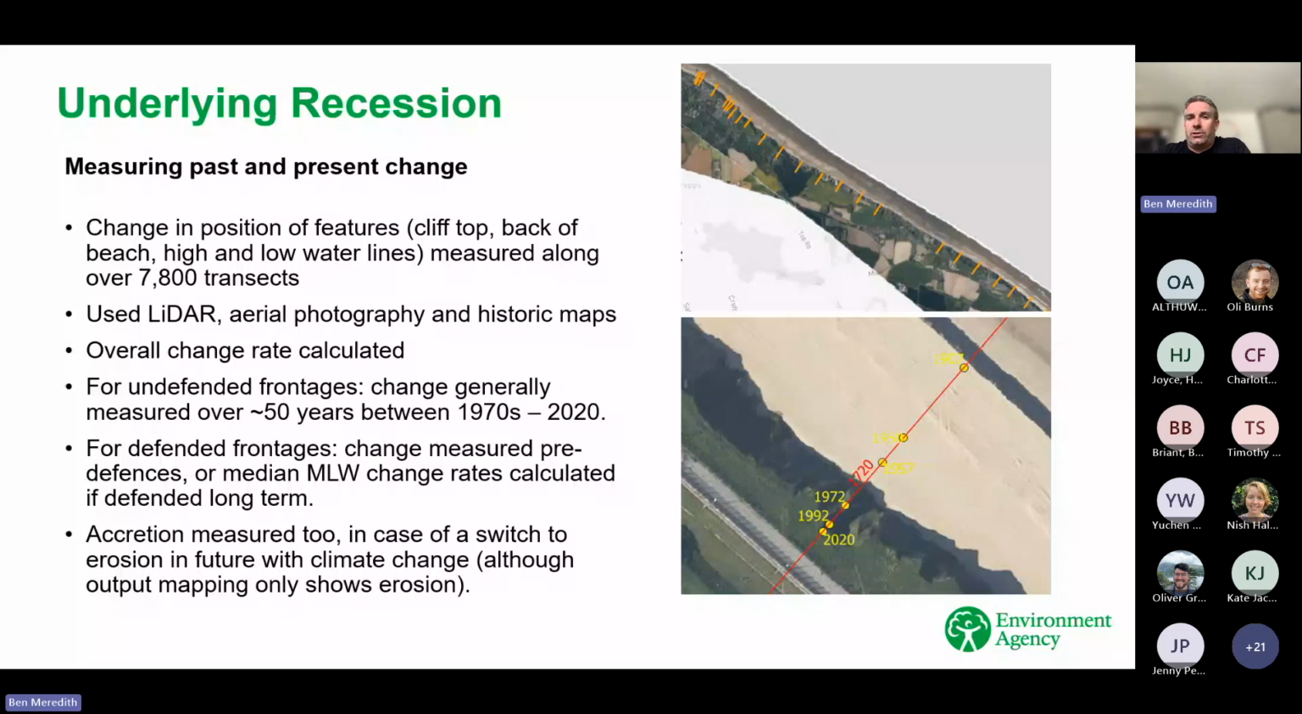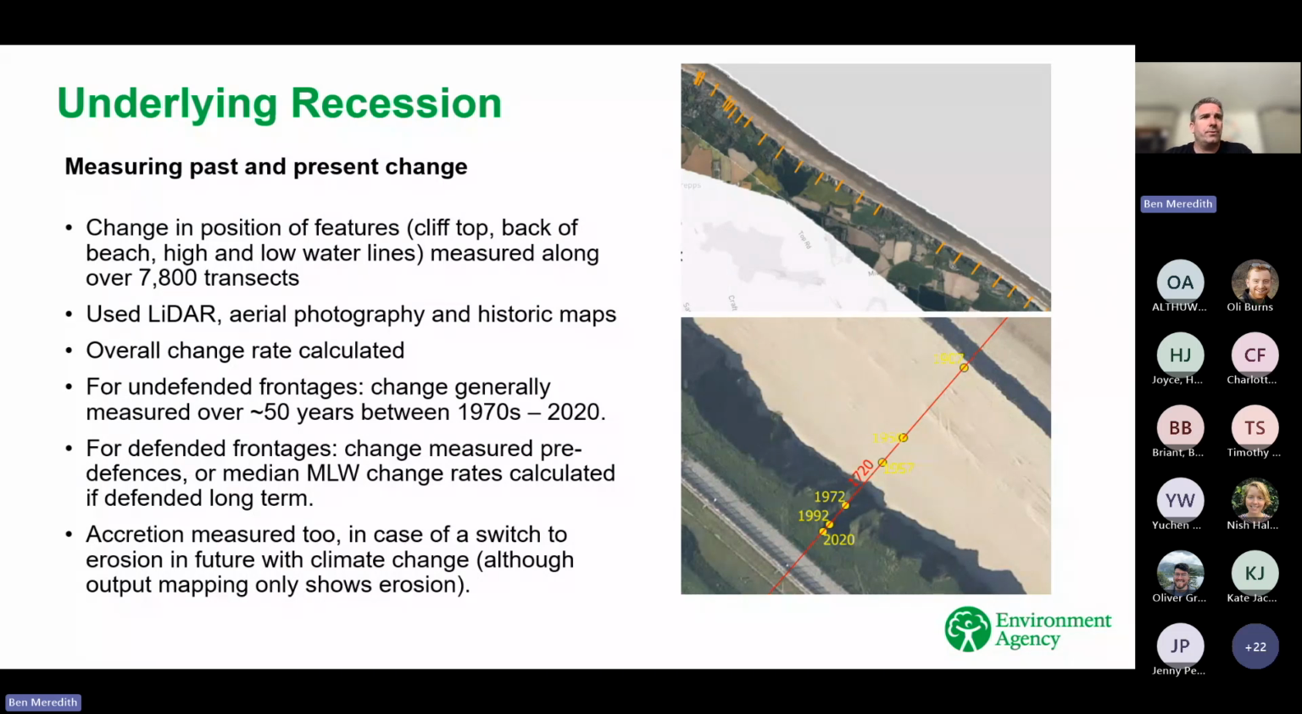So once we've established our starting position for our erosion projections, we obviously need to determine the future erosion rates. Now, to do this, we look at the past positional change of coastal features. So we've used historic mapping and coastal monitoring data, and we analysed past positional change along nearly 8,000 transects and calculated an overall change rate for each one of those transects. This was conducted for undefended frontages for around the last 50 years, which was considered a sufficient timeframe to inform estimation of long-term risks required for NCERM out to 2105, but also sufficiently contemporary to account for the most recent patterns of change.